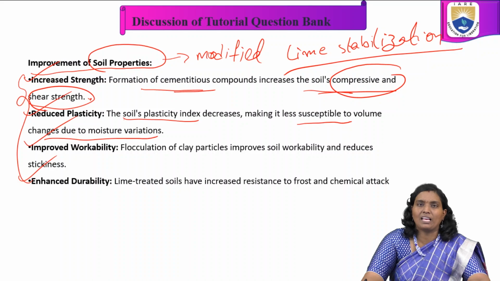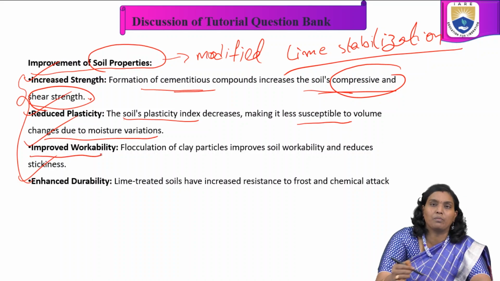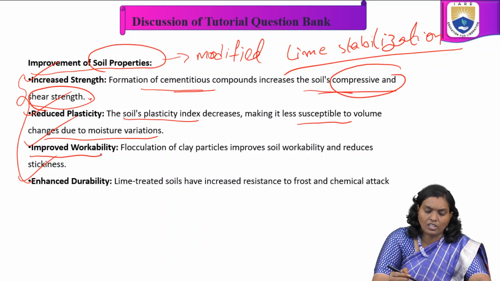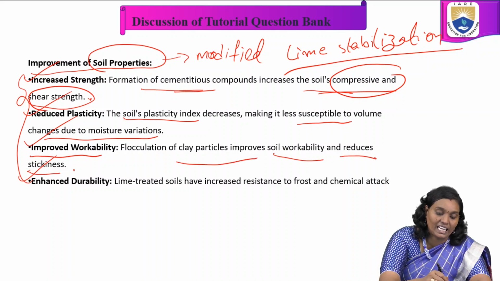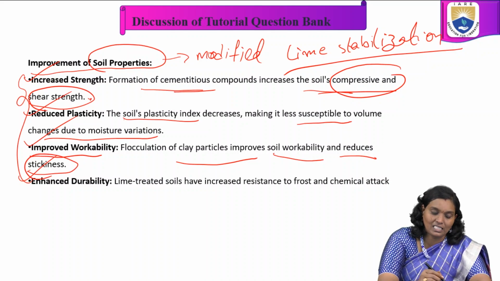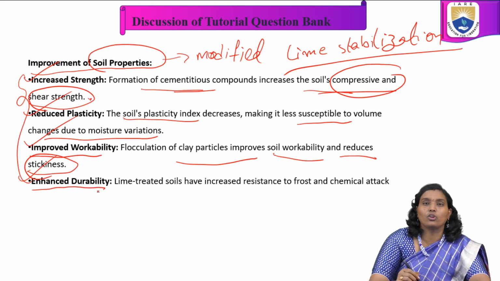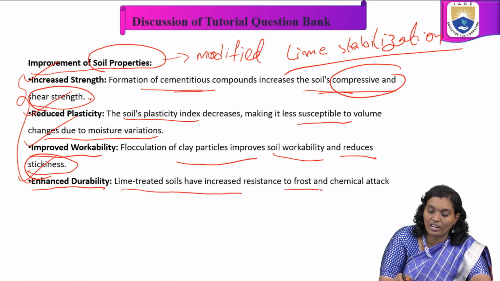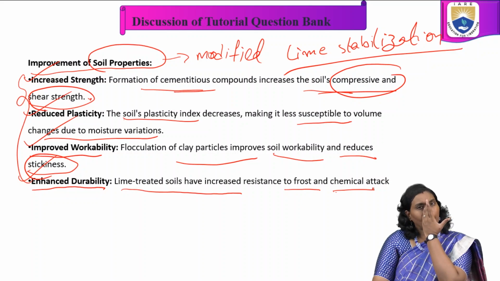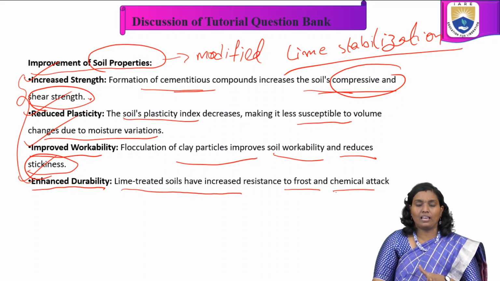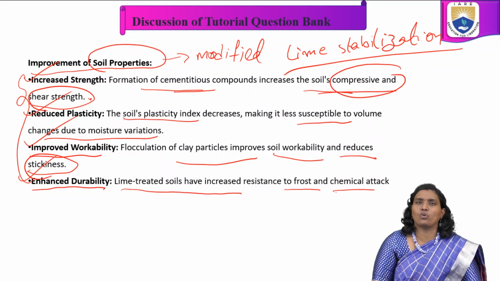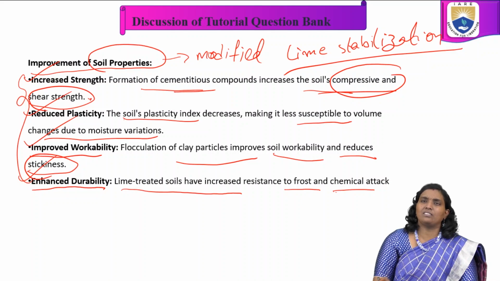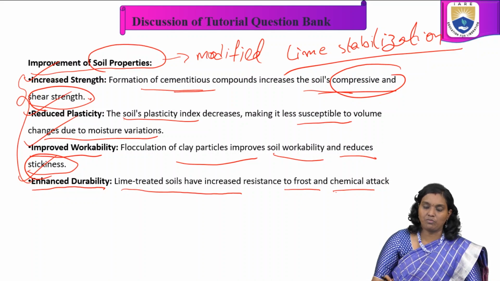So that is reduced plasticity. The next one is improved workability. The flocculation of clay particles improves soil workability and reduces stickiness. Lime stabilization techniques are also helpful for enhanced durability. Lime-treated soil has increased resistance to frost and chemical attack. So these are the improved or modified soil properties which we get by using lime stabilization.